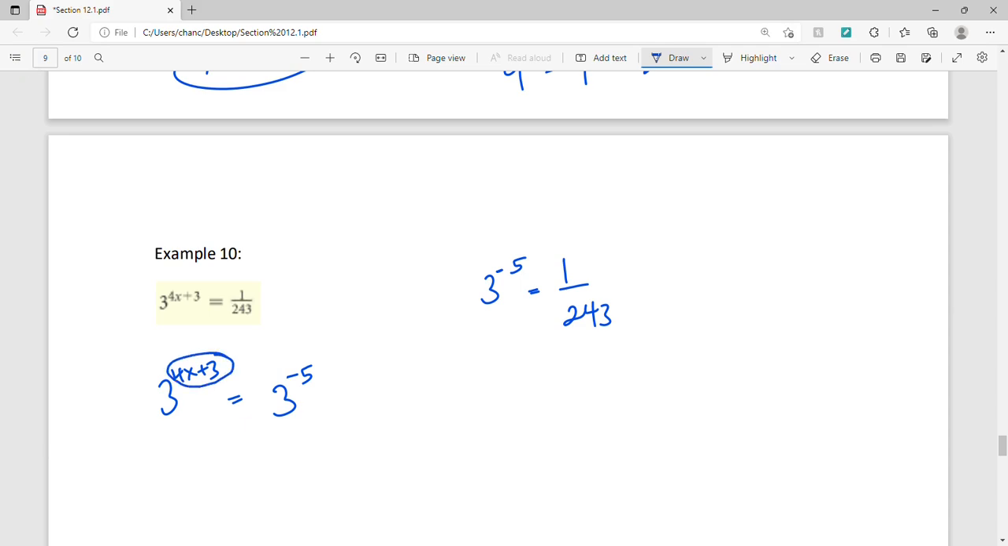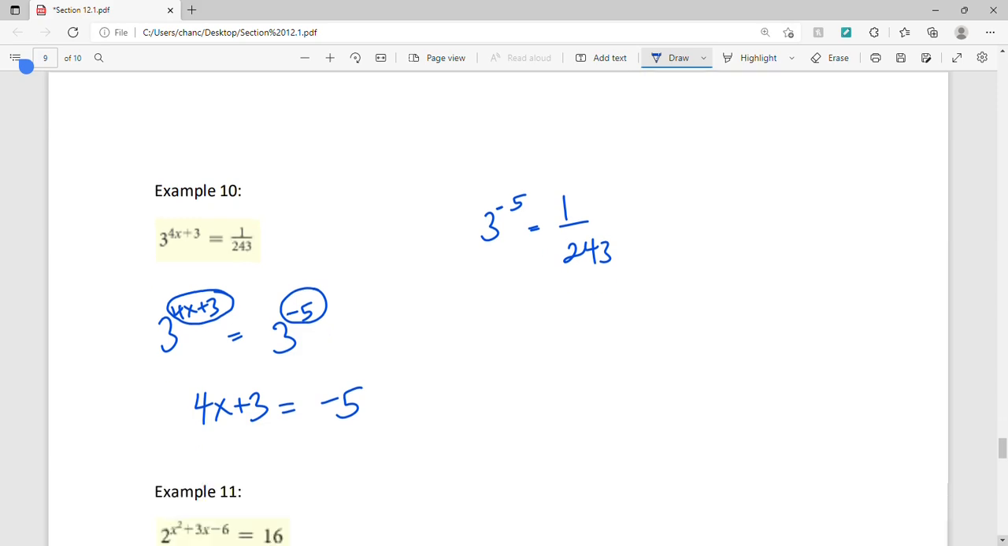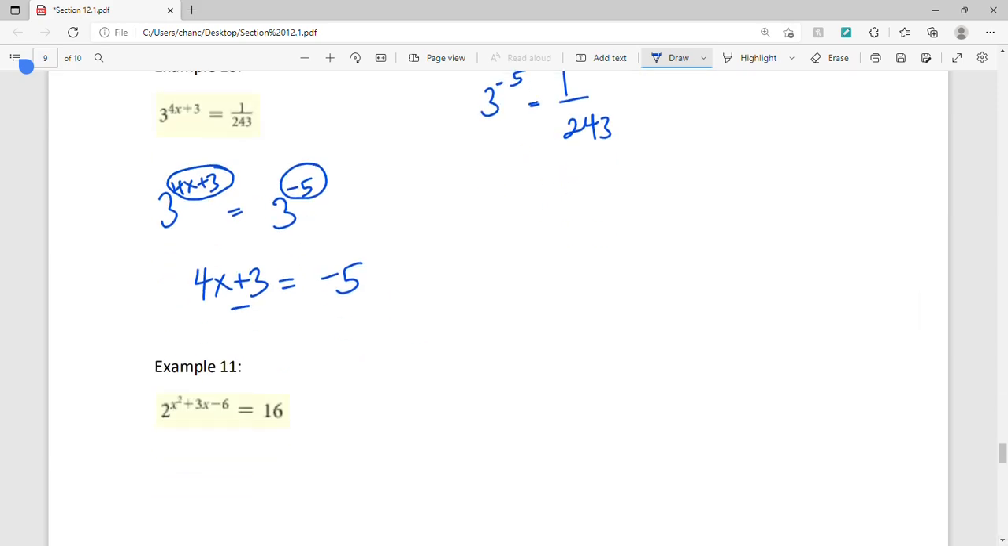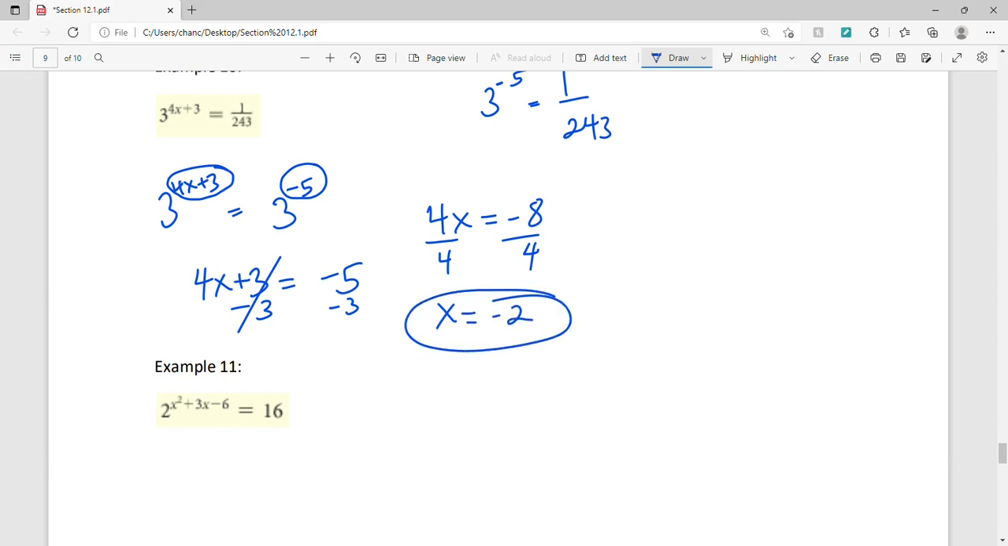Since the bases are the same, we can equate the exponents now. 4x plus 3 equals negative 5. I can add or subtract, and we'll subtract 3 to both sides. 4x is equal to negative 8. And that means if we divide both sides by 4, x is equal to negative 2.